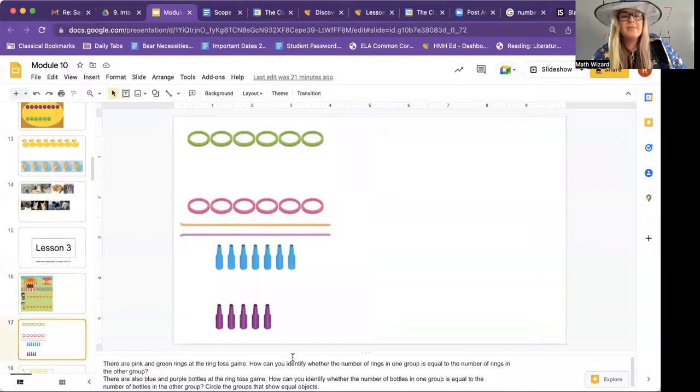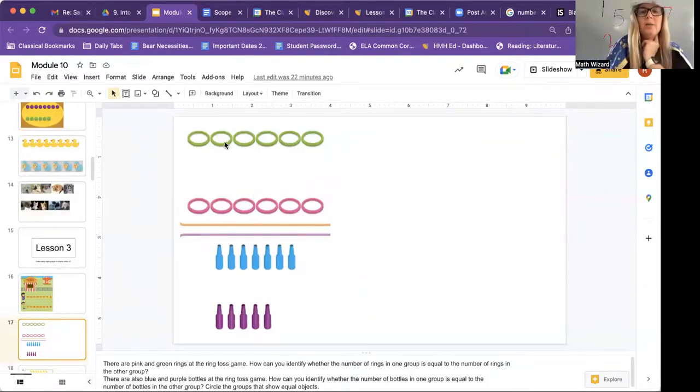All right. Oh, like a ring toss, maybe. There are pink and green rings at the ring toss game. How can you identify whether the number of rings in one group is equal to the number of rings in the other group? So what are some ways that you could do that? You can match them like we've been doing, right? Match them. What's another way? You could count them.